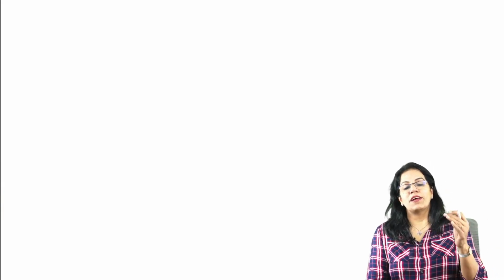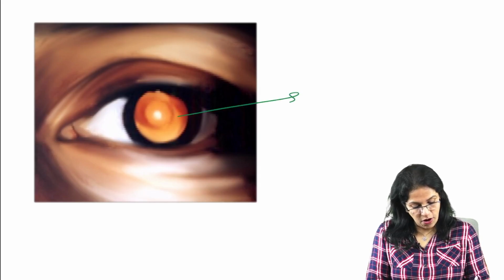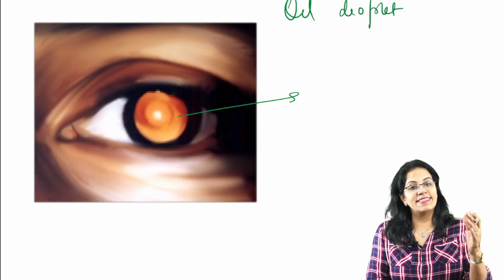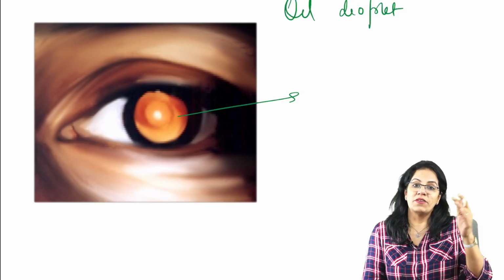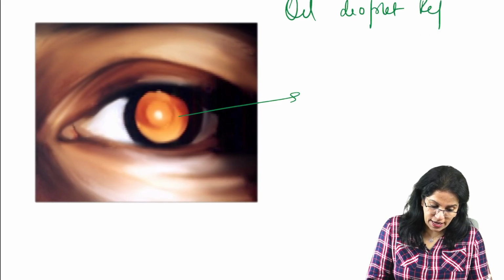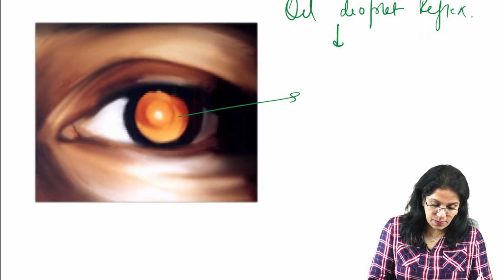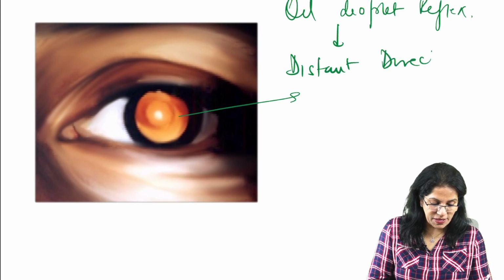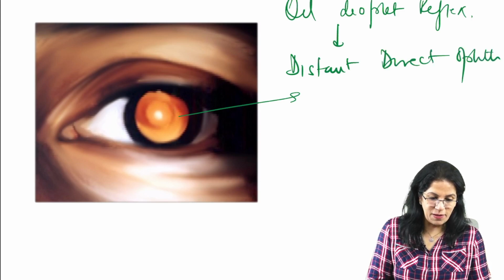Next feature, of course, when you're doing a corneal topography, you get irregular astigmatism, isn't it? Yes. And next we talk about this. This is oil droplet reflex. Oil droplet, right? Oil droplet cataract, galactosemia. Oil droplet reflex. We are talking about keratoconus. How do you see this reflex? Please don't forget, this is seen on distant direct ophthalmoscopy. It is distant direct ophthalmoscopy.